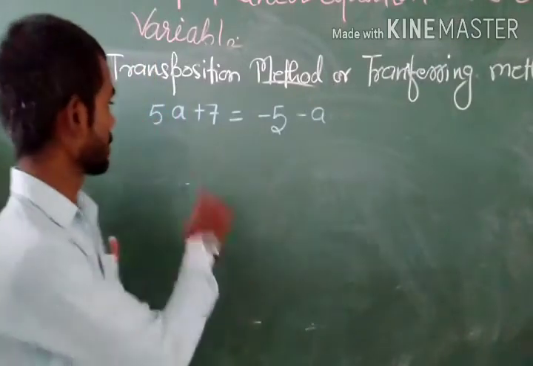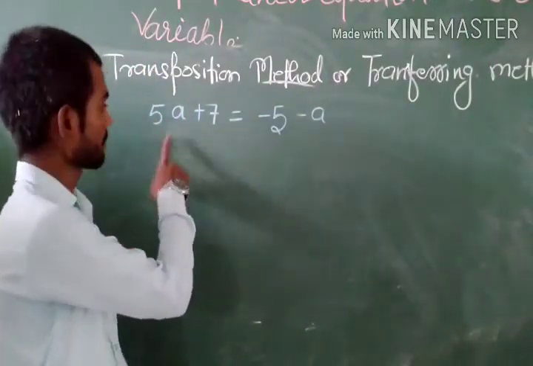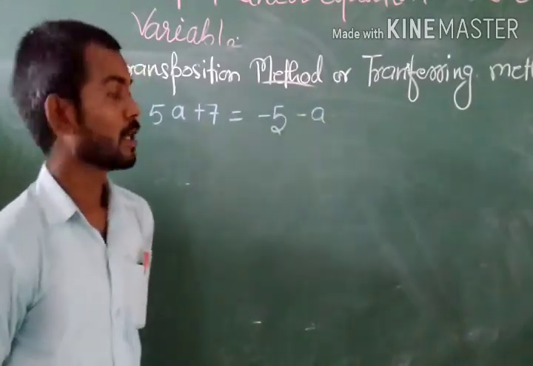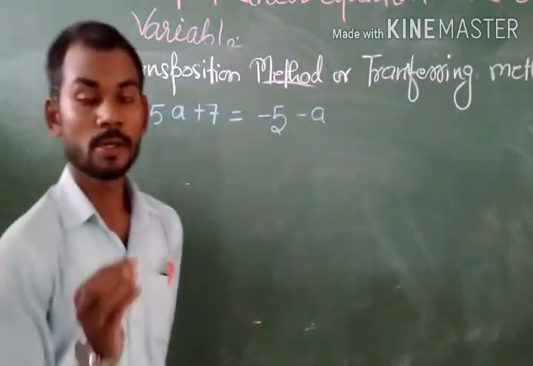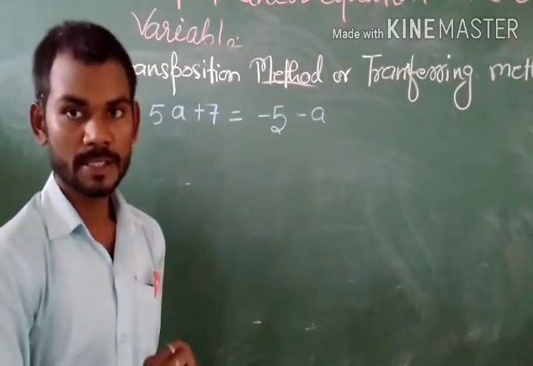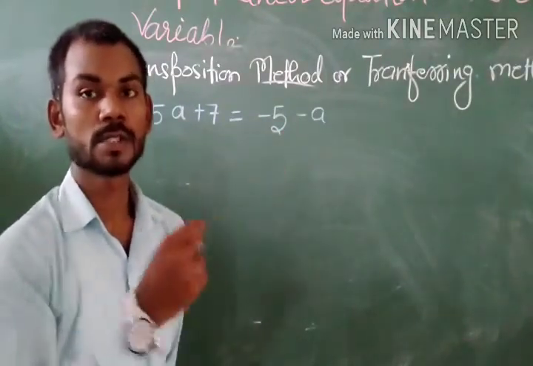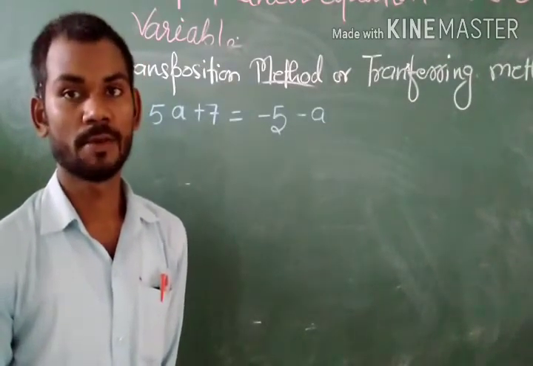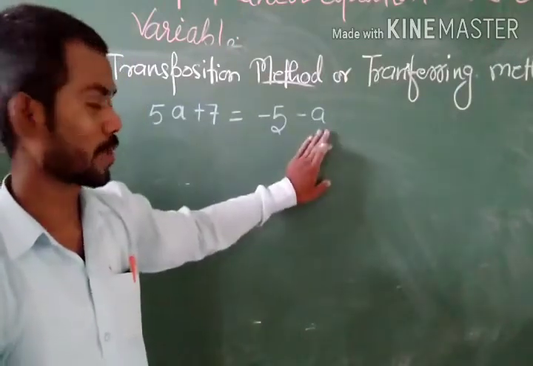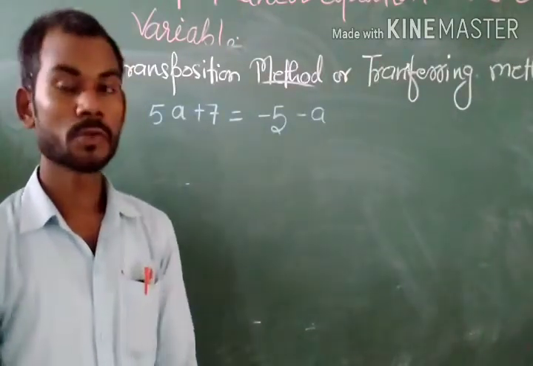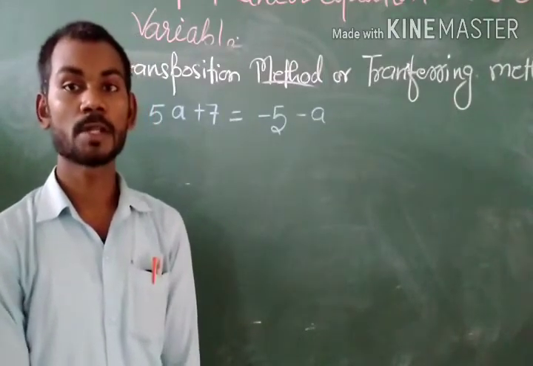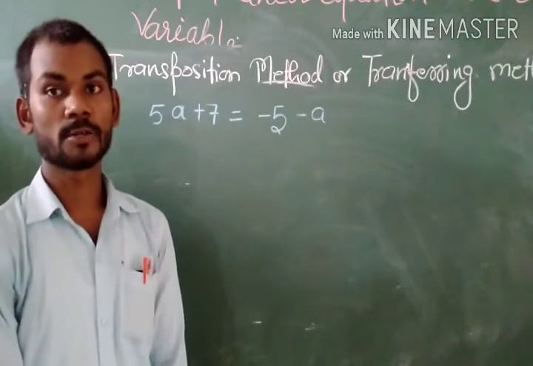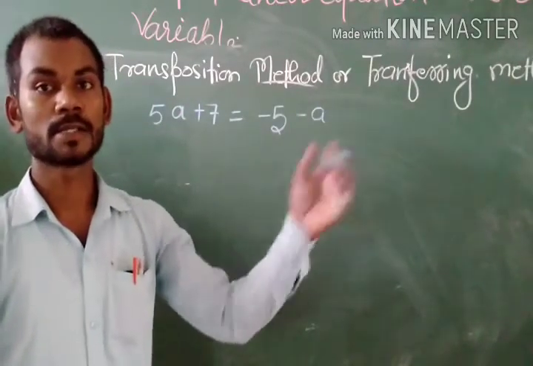Here the given question is 5a plus 7 is equal to minus 5 minus a. Here we can see that both sides, left hand side and right hand side, have a constant as well as an unknown quantity, that is the variable, and the variable is denoted here by a. So here we need to transfer the variable quantity to one side and the constant quantity to the other side.